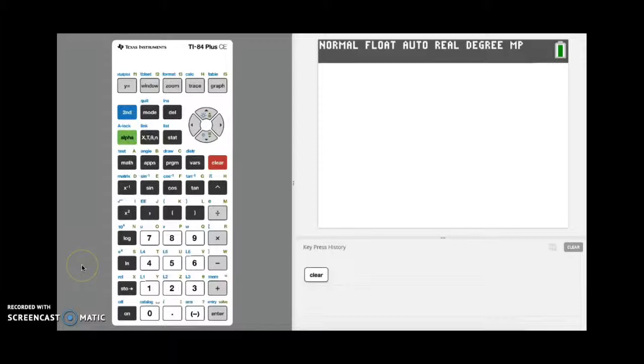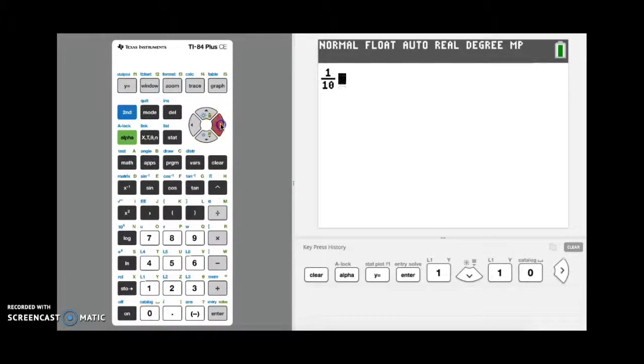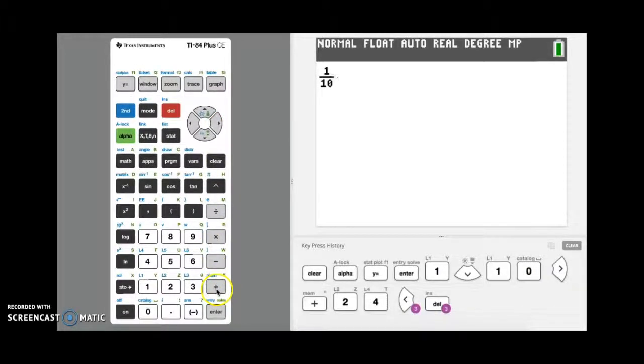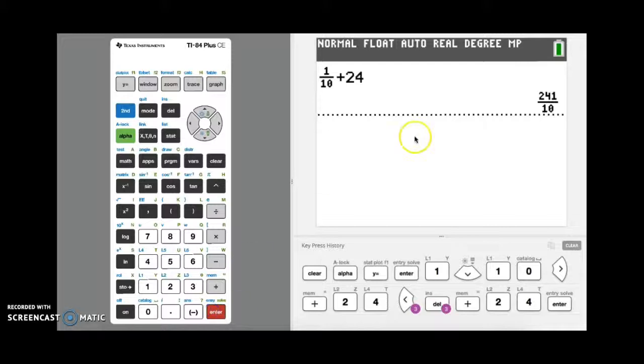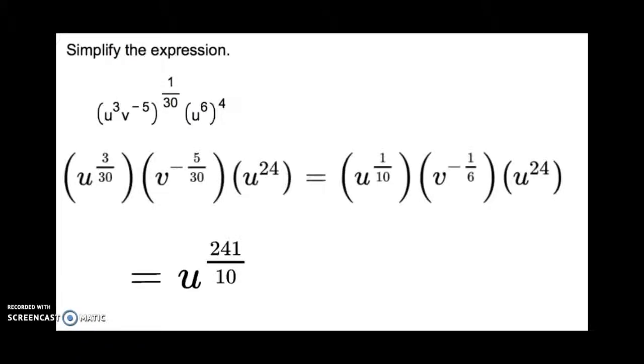I'm going to type in 1 over 10 so we can do alpha y equals and enter. So I have 1 over 10, go outside the fraction, and add 24 to it, so plus 24. Press enter, I'll have 241 over 10. So let's go back. So I'll have u to the 241 over 10.